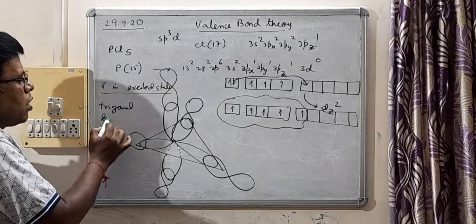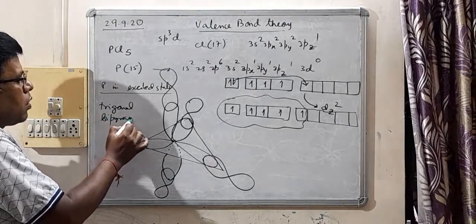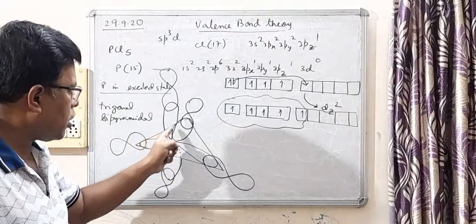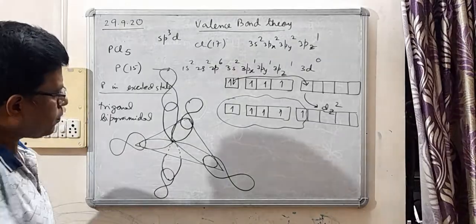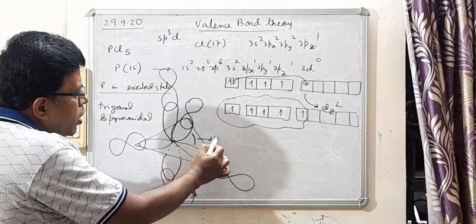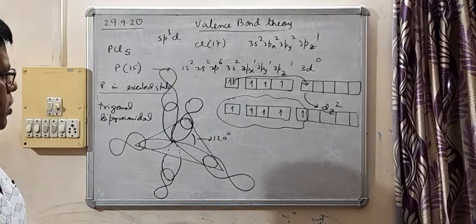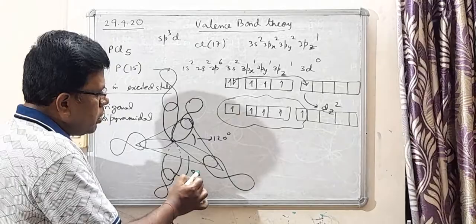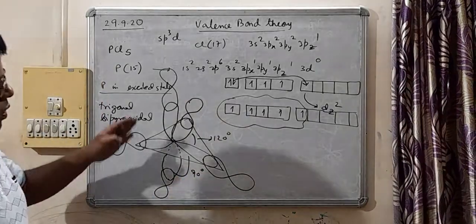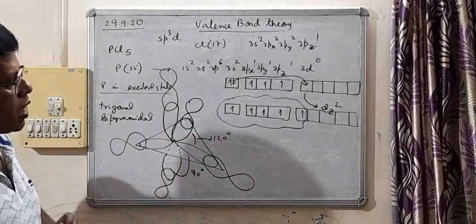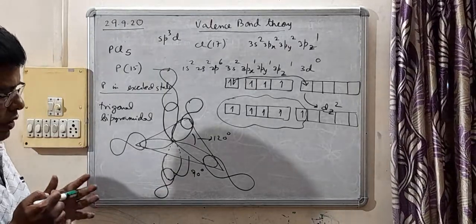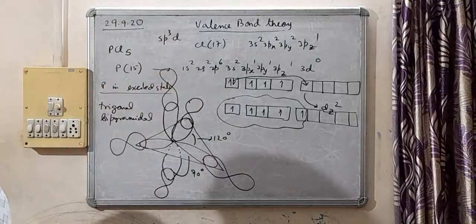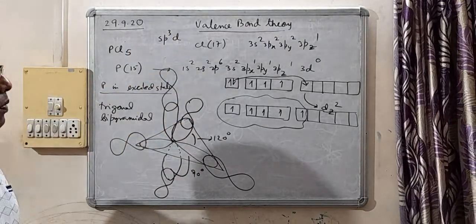Trigonal bipyramidal with equatorial angle 120 degree and axial angle 90 degree. Equatorial angle 120 degree, axial angle 90 degree. So we can say that in PCl5, the phosphorus atom is sp3d hybridized, and its shape is trigonal bipyramidal.